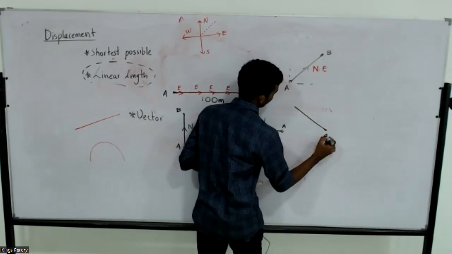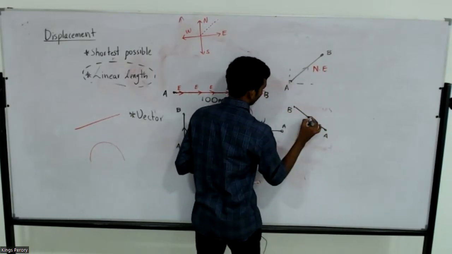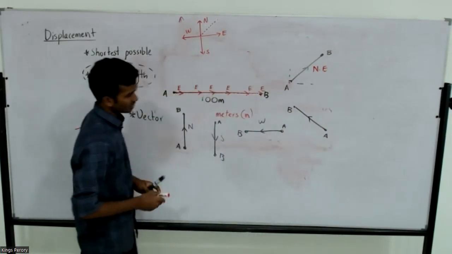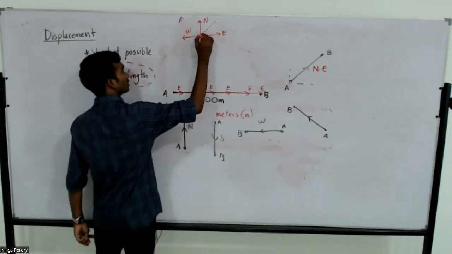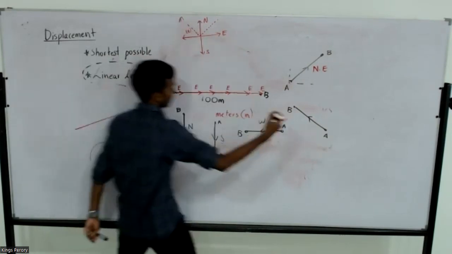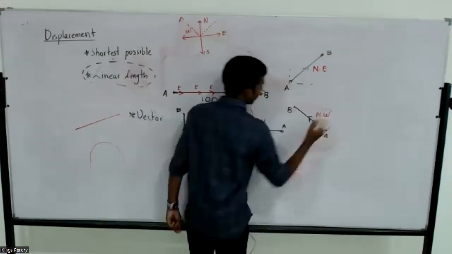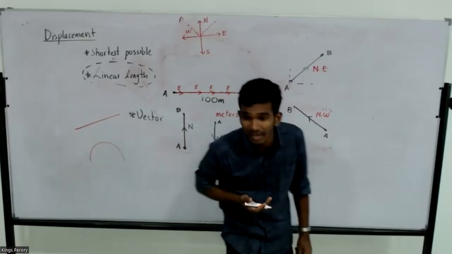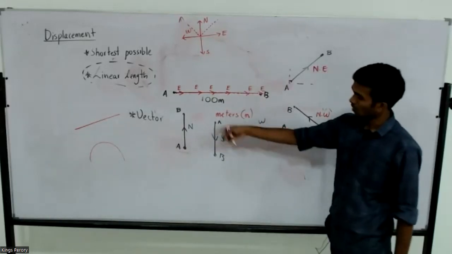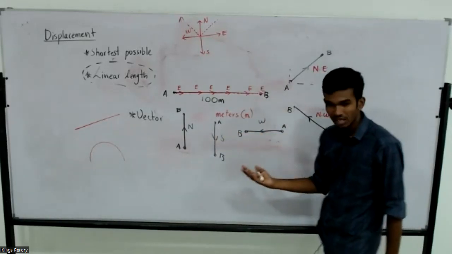A to B, upwards like that. Now can you tell a direction? Of course, yes. What's the direction? Northwest. There you go. Now you can clearly see for any displacement you can tell a direction. Why? All are straight lines. Straight lines have a direction.